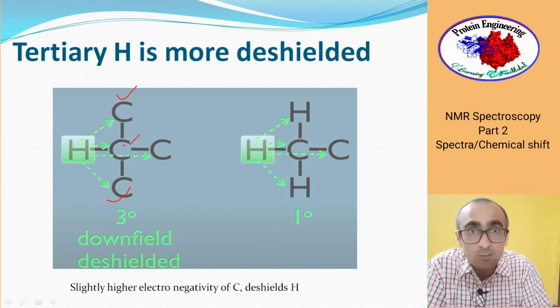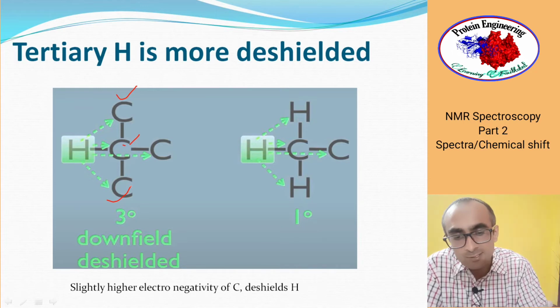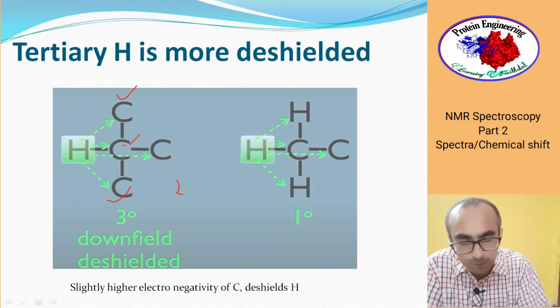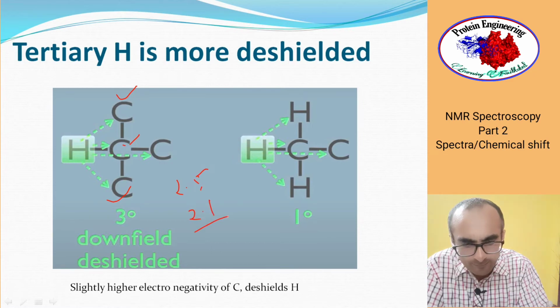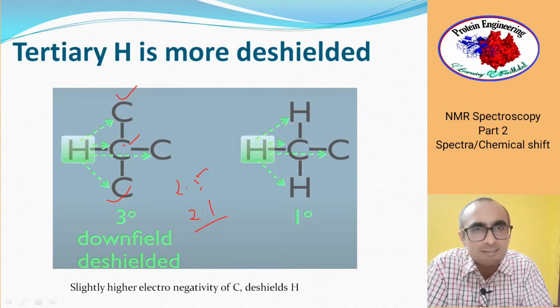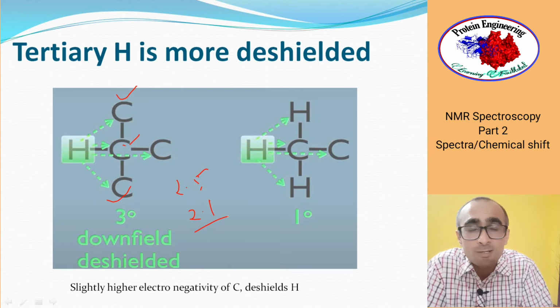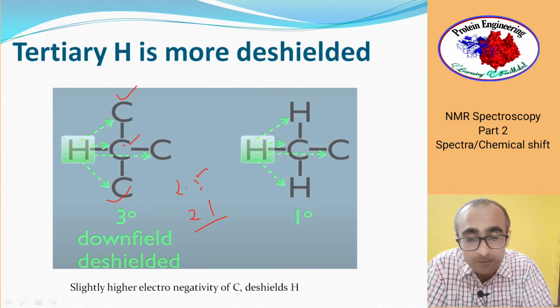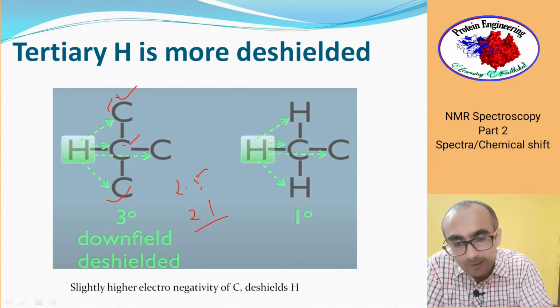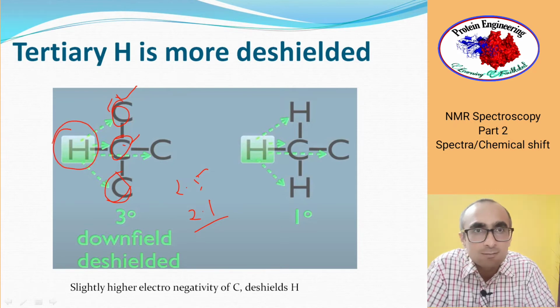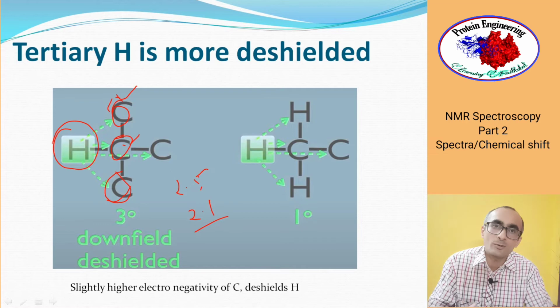close. And if you look at the electronegativity, carbon is 2.5 and hydrogen is 2.1. It's not very different, but there is a slight difference in the electronegativity. Carbon is slightly more electronegative. As a result, these carbons pull the electronic cloud towards themselves. So this proton becomes deshielded. This proton is most deshielded.